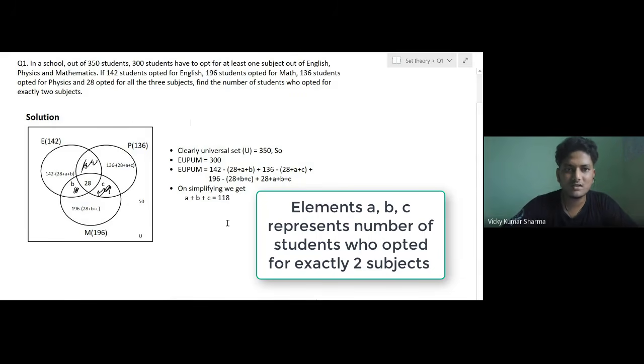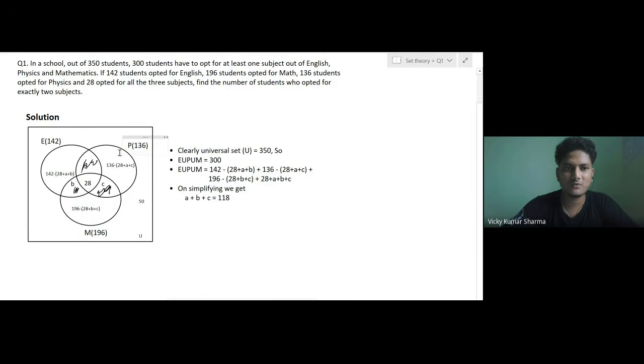You can see those are the reasons which we have to find out. Now, in order to do so, first we have to know what is our E union P union M. As in this question, it says we are just dealing with 300 students who opt for these subjects. So that is nothing but 300. And our universal set is 350, right?